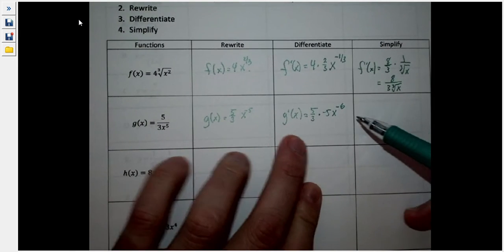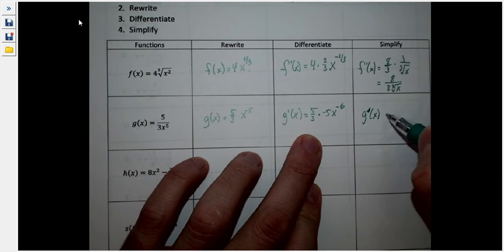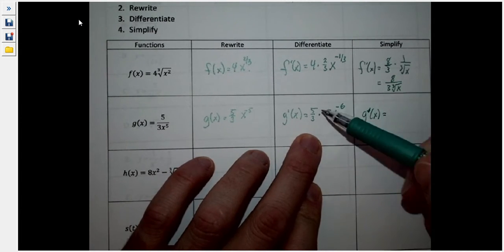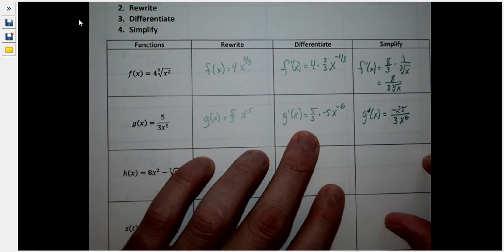Then we're going to simplify. So we get g prime of x equals, and then 5 times negative 5 is negative 25 over 3x to the 6th.